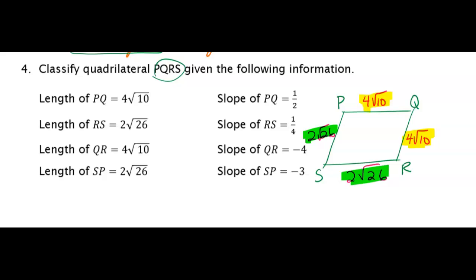So I don't even have to look at what the slopes are, because that doesn't have to be anything specific for this to be a kite. So I'm already finished without even looking at my slopes. This has to be a kite.